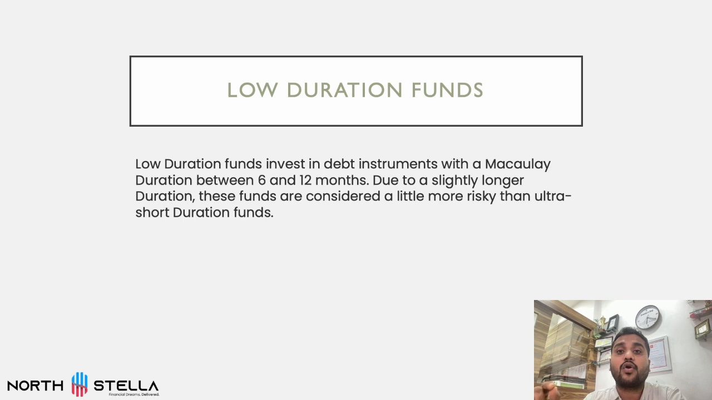Because you do not know what will be the rate of interest at that point of time, right? The more the duration, the higher risk it will carry in any particular debt mutual fund. So these are considered less risky than ultra short duration funds. If you want to park your money for 6 to 12 months, this is the fund you can opt for.